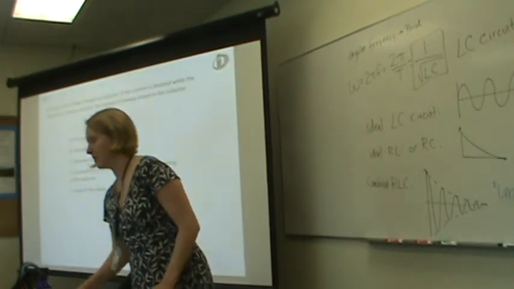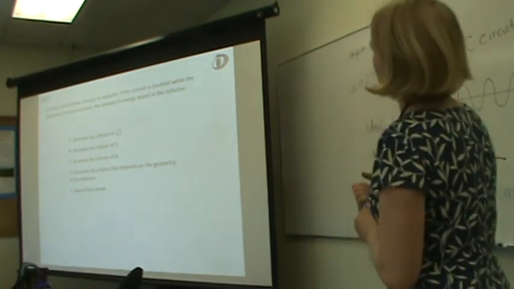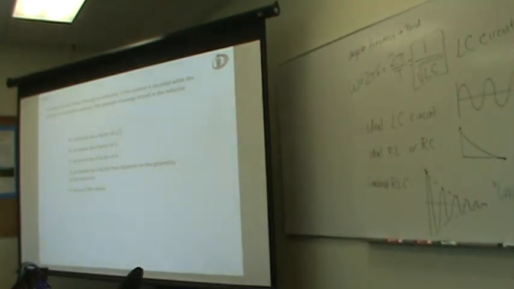Next one. A steady current flows through an inductor. The current is doubled while the inductance remains constant. The amount of energy stored in the inductor does what? What's the equation for this? That's fair. I've told you guys you don't need to memorize stuff. So, there's a squared in there, okay.